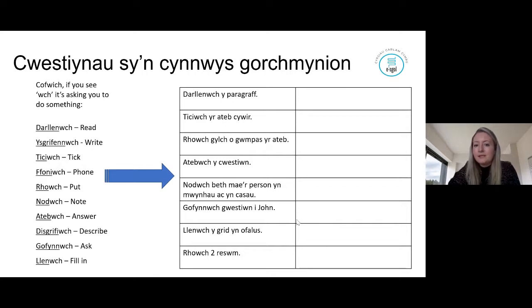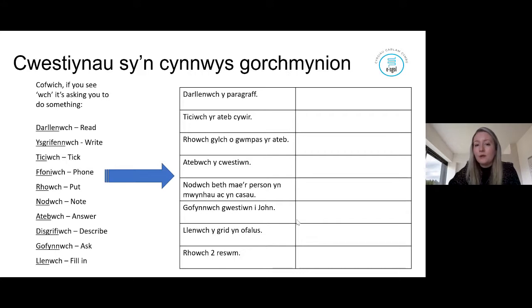So, Diane, I can see someone has written, darllenwch y paragraph. Darllenwch, as you can see on the left-hand side, means read. So, darllenwch y paragraph is quite simply read the paragraph. Ticiwch yr ateb cywir. Let's see if anyone can get that one. Diane. So tick the ateb cywir.